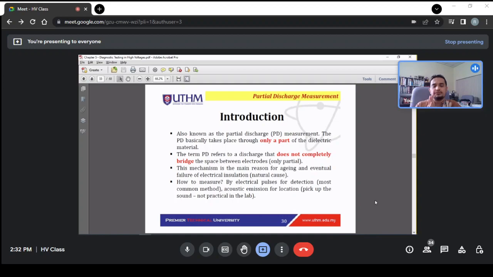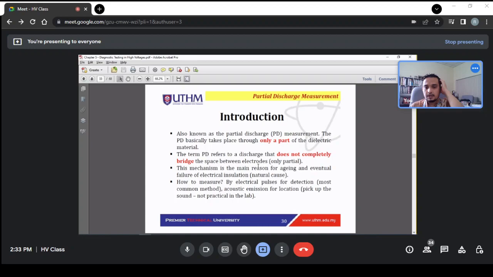Okay, it is just on the surface, just within the material, and wouldn't cause any problems, but we can see the discharge activity, but it does not lead to the total failure or what we call a flashover within the material. The term refers to the discharge activity that does not completely breach the space between electrodes. It is only partial. We have two electrodes, it only goes halfway or partially between the two electrodes. It will not lead to the failure at this stage, the mechanism.